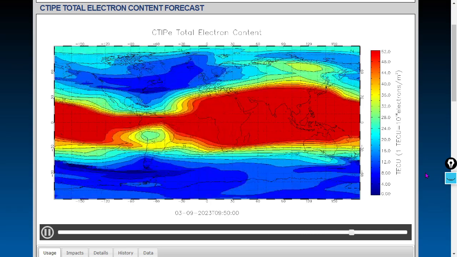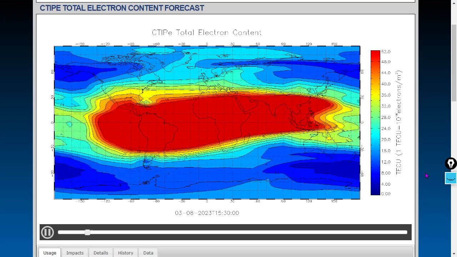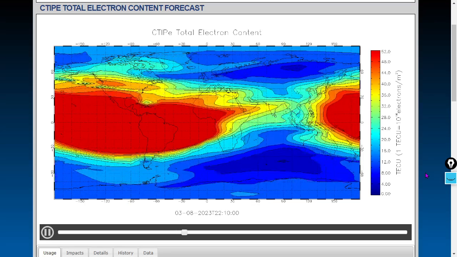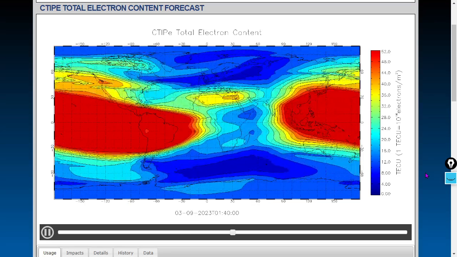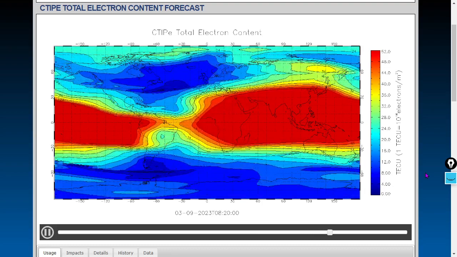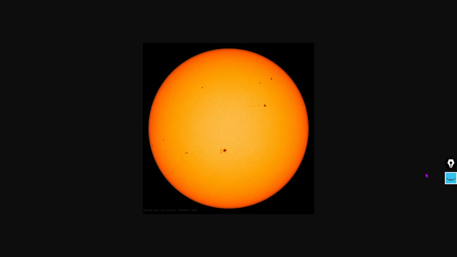Some major GPS errors there around the polar regions. So interestingly enough, some large GPS errors happening around the North Pole and so on. Not so much at the South Pole. So that's kind of interesting. It's a little bit out of the ordinary there, I'd say, as it is still summer in the southern hemisphere.